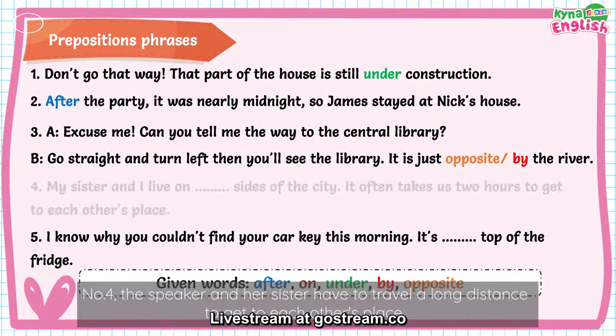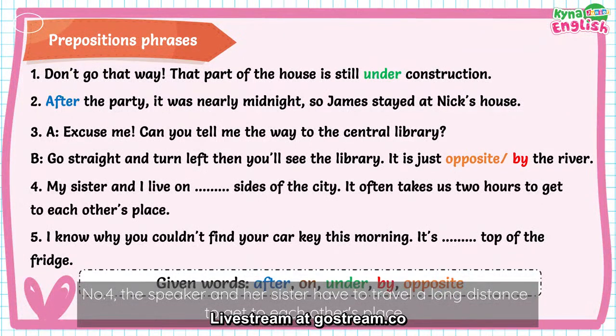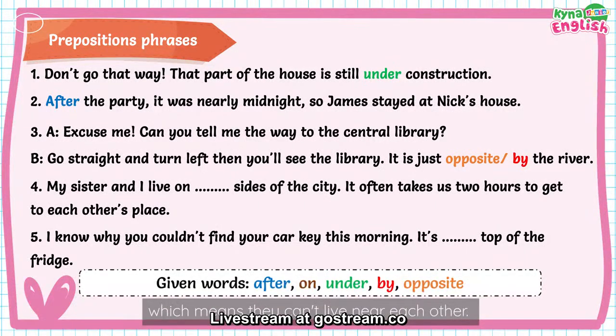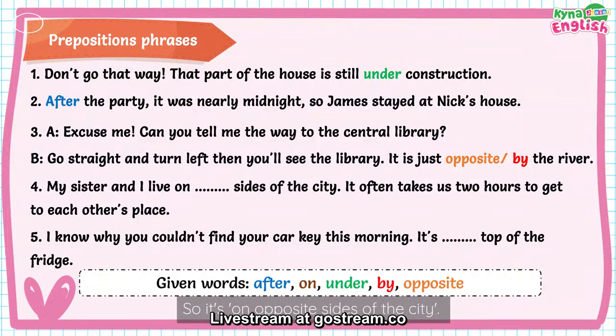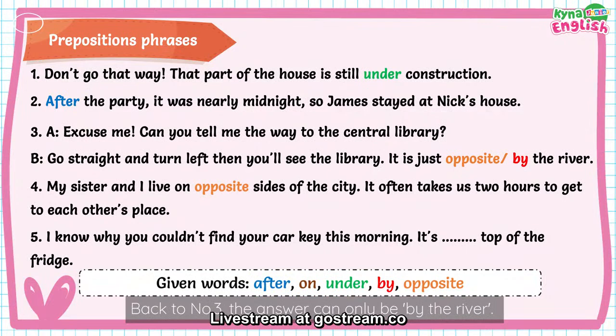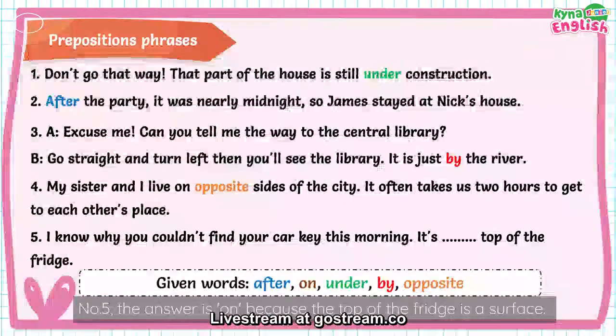Number 4, the speaker and her sister has to travel a long distance to get to each other's place, which means they can't live near each other. So it's on opposite sides of the city. Back to number 3, the answer can only be by the river. Number 5, the answer is on because the top of the fridge is a surface.